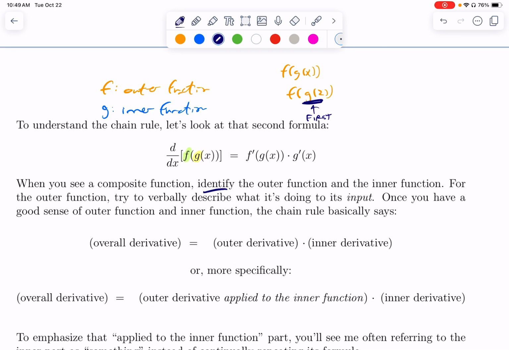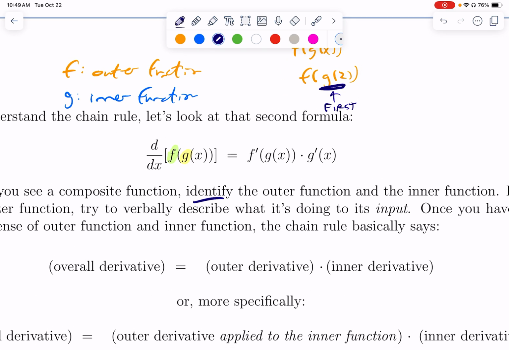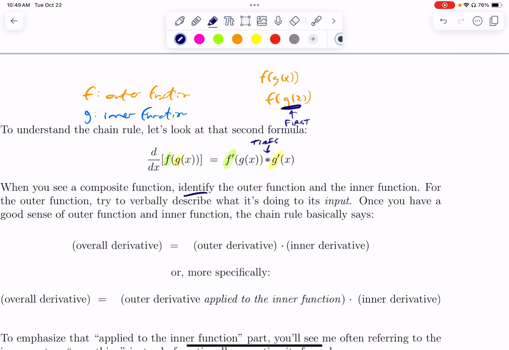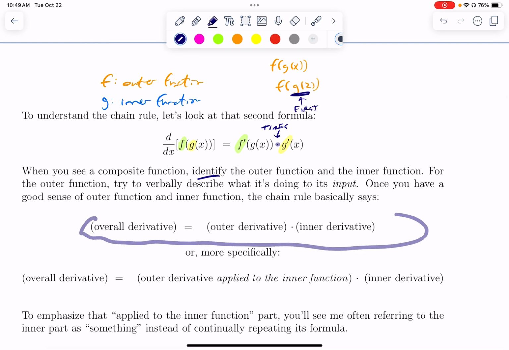The way this works is the chain rule says the derivative of the composite function is going to be two derivatives multiplied together. It's going to be the derivative of the outer function times the derivative of the inner function. I'm going to write this down. Well, I have it here, right? The overall derivative is the outer derivative times the inner derivative. And more specifically, it's the outer derivative applied to the inner function times the inner derivative.